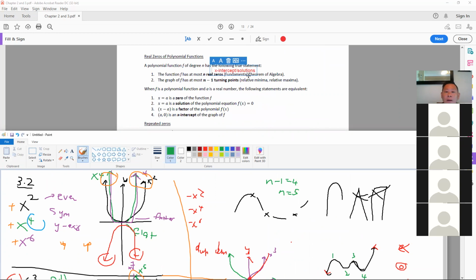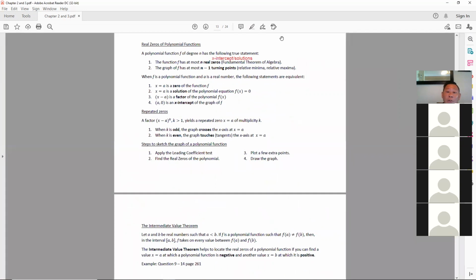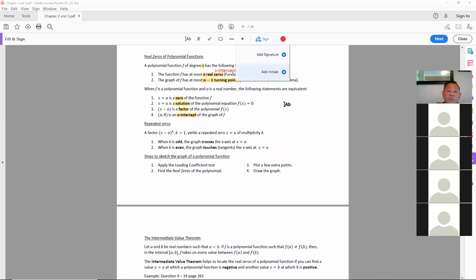Then we got all these names here. This is something I want you guys to know, and this is very important, especially for your first test. Where your power is n, you got n real zeros, and you got n-1 turning points, which is your vertex. Now, sometimes we use the word zeros, sometimes solution, factor, or x-intercept. All these are the same. If I ask you to find the zero, the solution, the factor, or the x-intercept, they all mean the same thing.